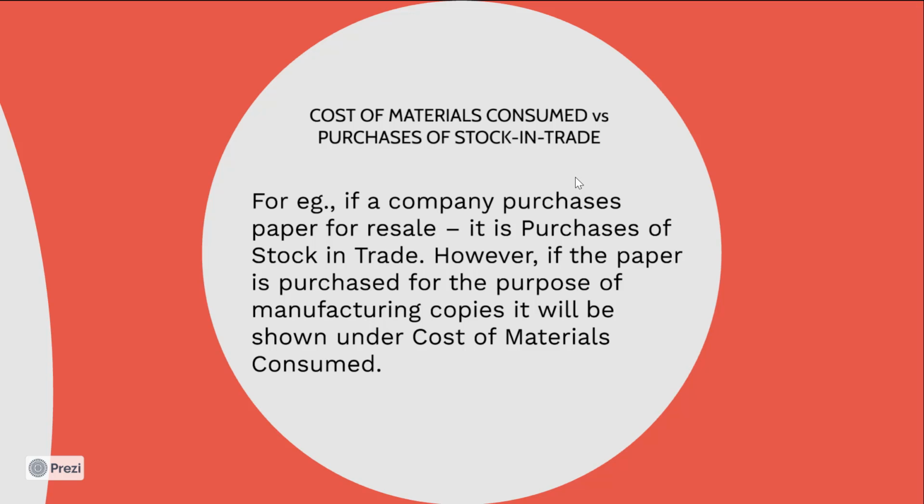Difference between cost of materials consumed and purchases of stock in trade. For example, if a company purchases paper for resale, then it is purchases of stock in trade. However, if this paper is purchased for the purpose of manufacturing copies, then it becomes a raw material used to convert into finished products, and then it will be shown as cost of materials consumed, the same paper which is purchased.